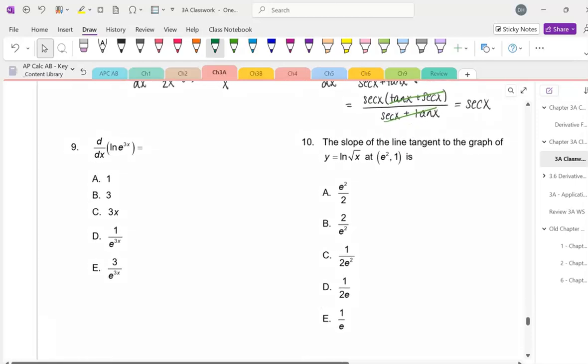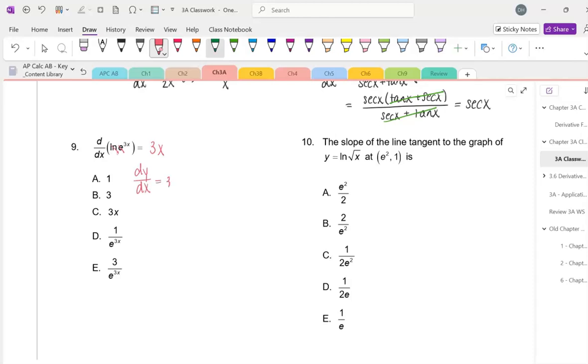Number 9, again, a play on rules for logs. Natural log has a base of e, and then this is e, so we can go ahead and eliminate that. So really the original is 3x, and the derivative would just be 3.